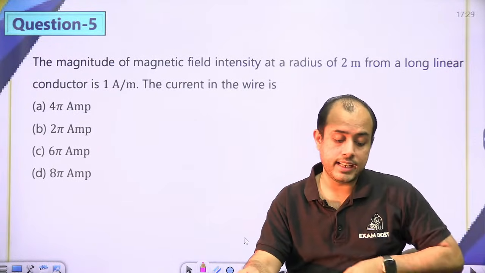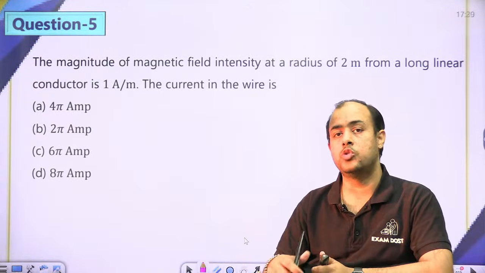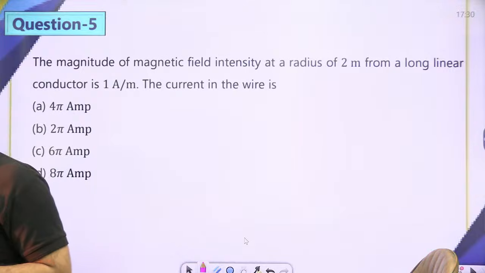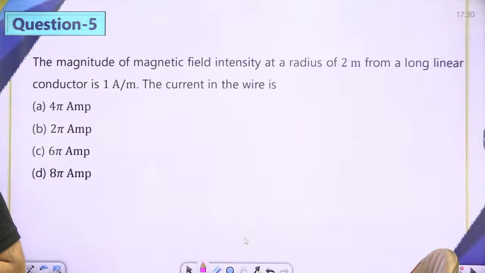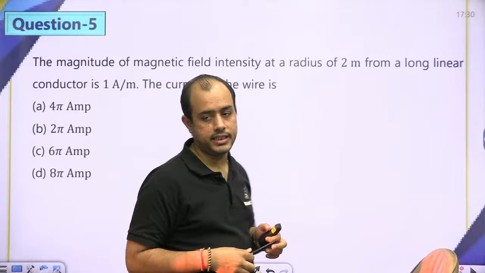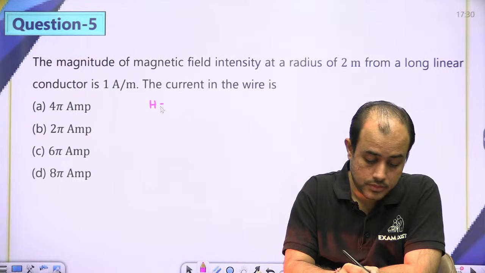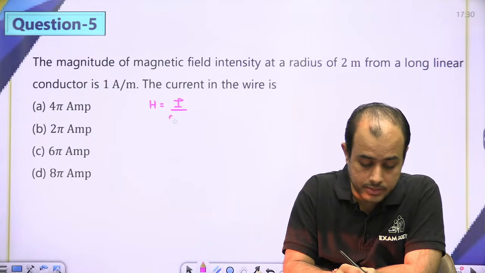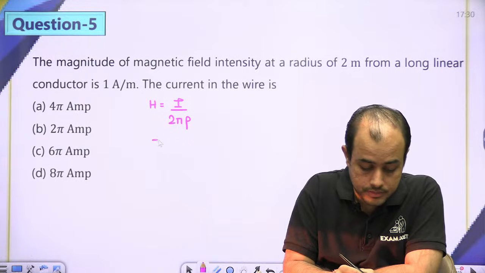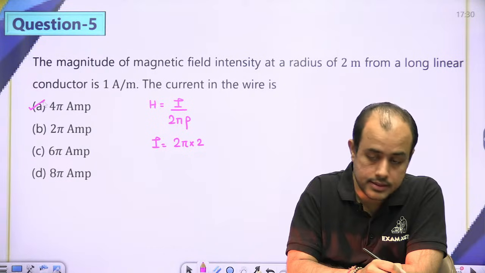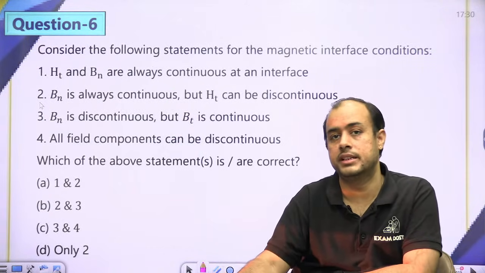Magnitude of magnetic field intensity at radius 2 meter from a long linear conductor is 1. What is the current in the wire? वायर से कितना करंट आ रहा है बताइए. तो H is I by 2 pi rho. Answer is A, 4 pi ampere.